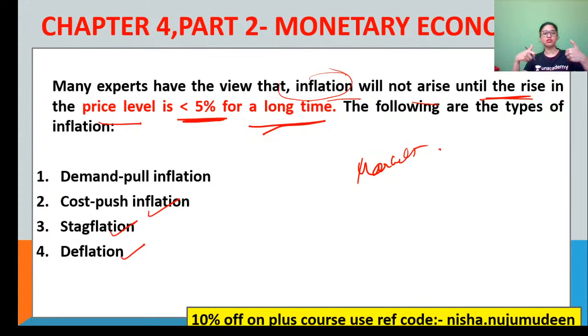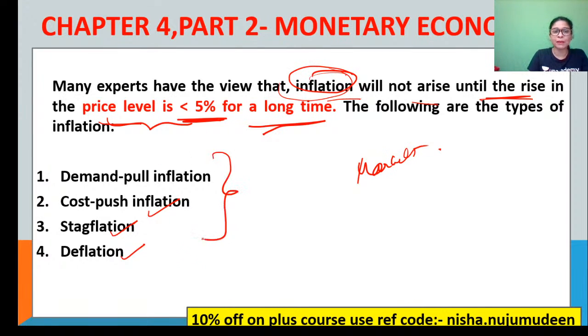Perfect? Okay. So yes, as I was telling you guys, only when this condition is prevailing can you expect inflation to increase. Otherwise it doesn't. And as you all know, these are the different types of inflation: demand pull, cost push, stagflation, deflation and all.